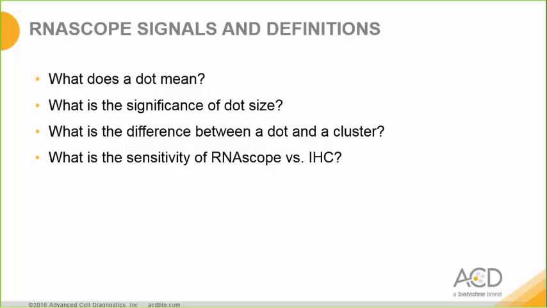Some questions you may have at this point include, what does a dot mean? What is the significance of dot size? What is the difference between a dot and a cluster? And what is the sensitivity of RNAscope versus IHC?